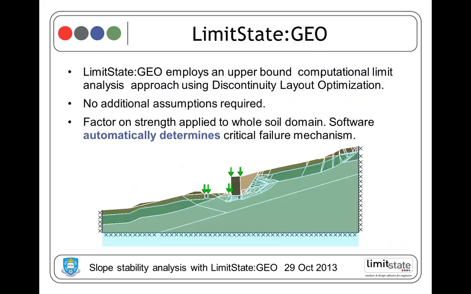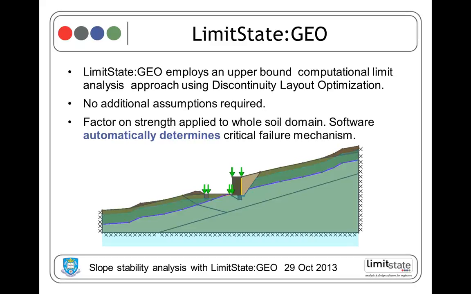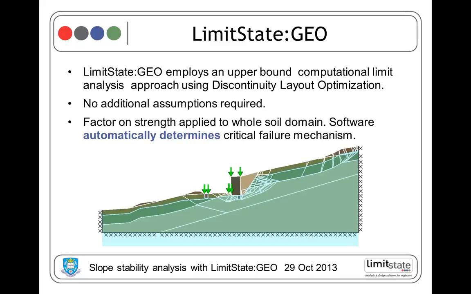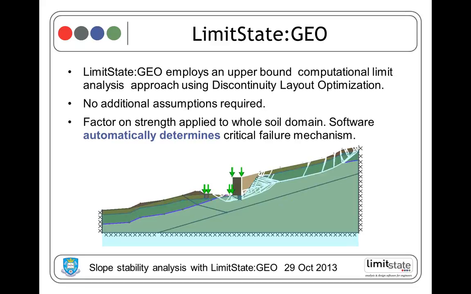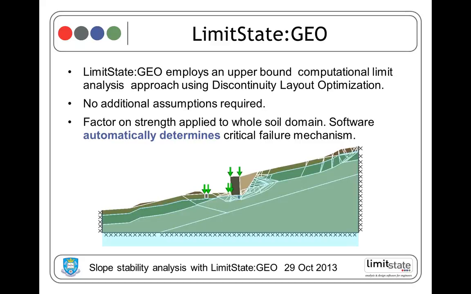With LimitState GEO, it uses limit analysis. It actually uses an upper bound mechanism approach using a method called discontinuity layout optimization. It doesn't require any additional assumptions, and it can be used to determine the factor of strength over the whole soil domain. And the nice thing about the software is it's usually pretty good at finding the optimal mechanism, so we get very close to the actual plastic collapse load for the problem required.